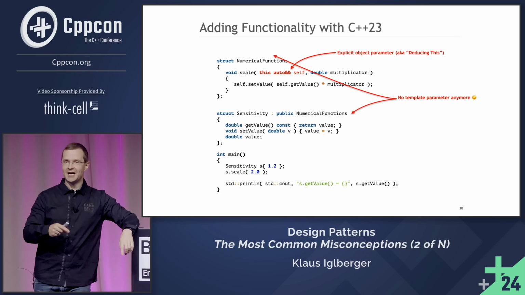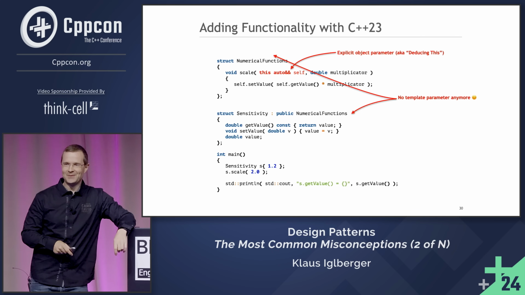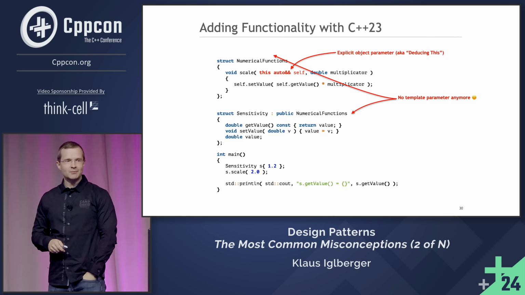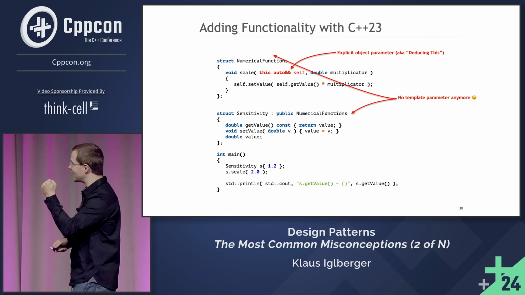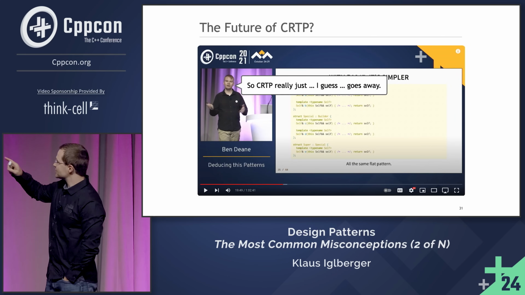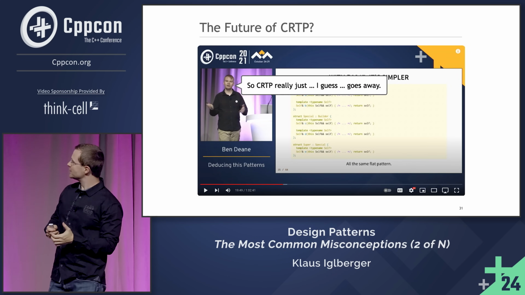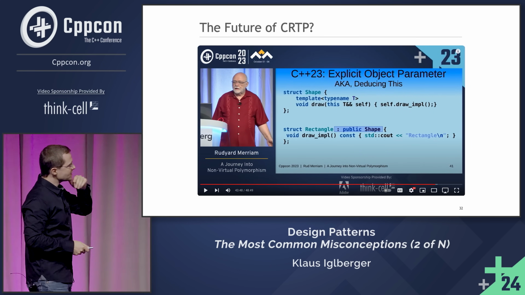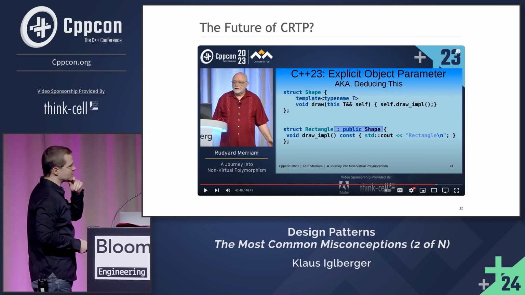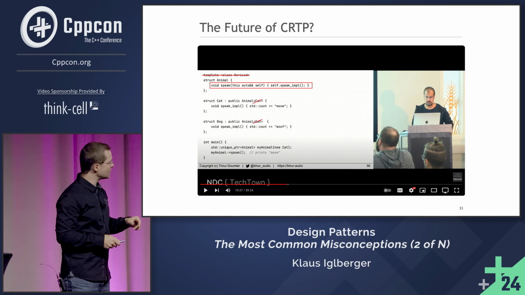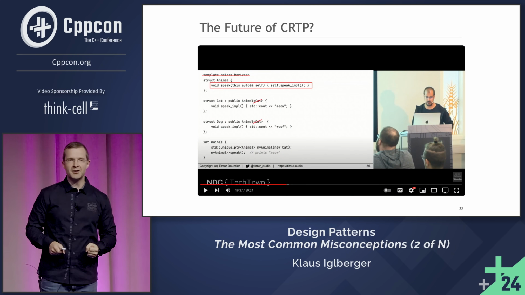So we can now deduce the type of this derived class. Whoa, that is cool, isn't it? Oh, it really is. And so a lot of people jumped on the train and said, well, we can do better. We can actually replace CRTP with explicit object parameters. So Ben himself in his talk said, well, so CRTP really just, I guess, goes away. And so I saw this talk last year where this was just presented as simpler. Also in this talk by Timo Dümler at NDC TechTown, he just said, well, we can do better with C++23.